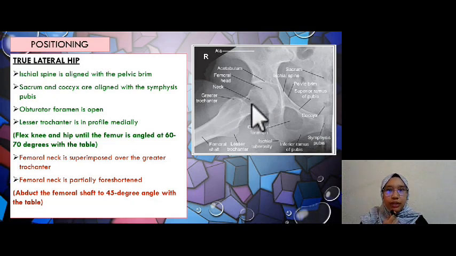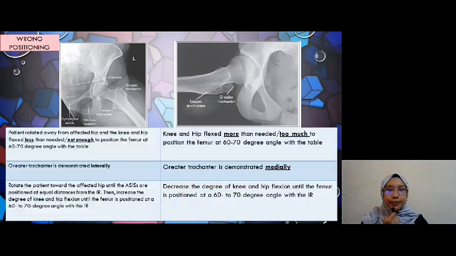Femoral neck is specially foreshortened. These two criteria that I have marked in bold red refer to the patient abducting the femoral shaft to a 45-degree angle with the table. Next, this is a sample of wrong positioning for lateral hip.